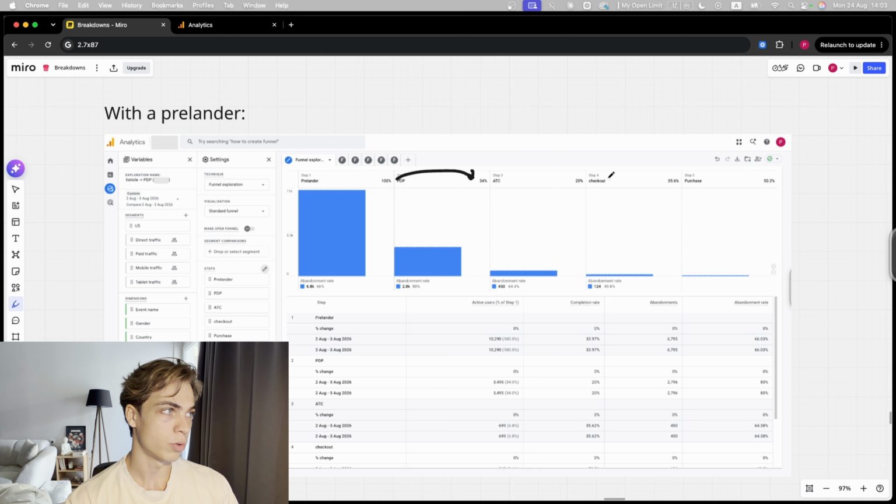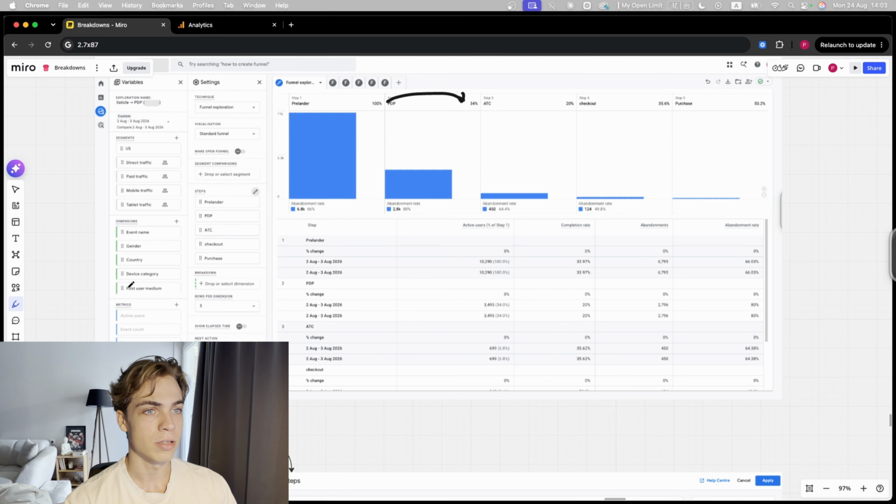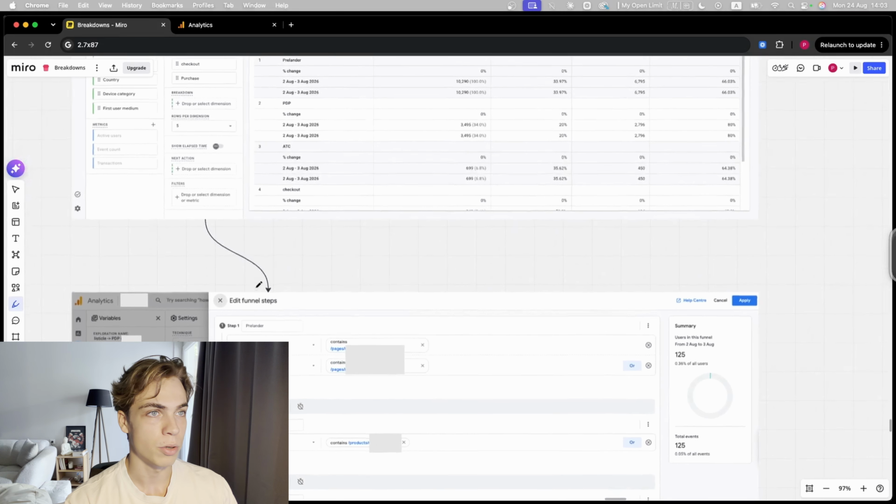35.6 went on to start checkout, and then 50% purchased of this 35.6. Then what you can do here, as you can see, is segment it by, for example, country, or by device, like phone, tablet, computer, by gender, and so on. These things are more complicated, so I'll leave them out.